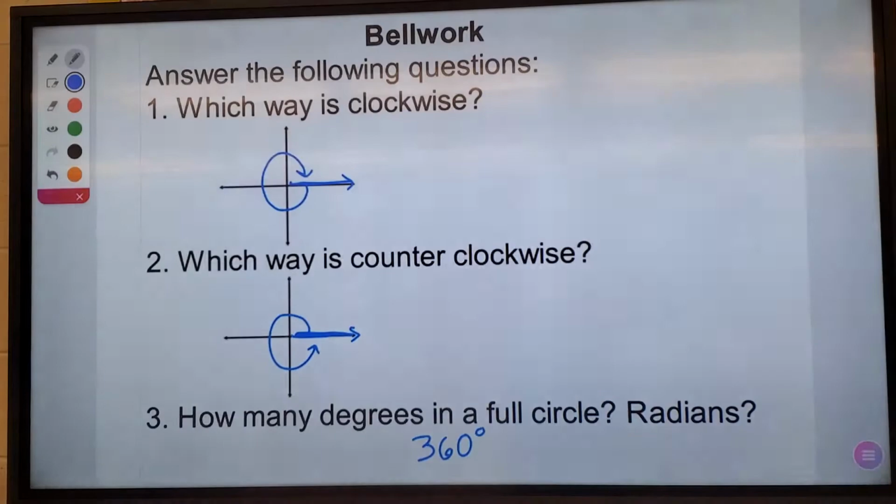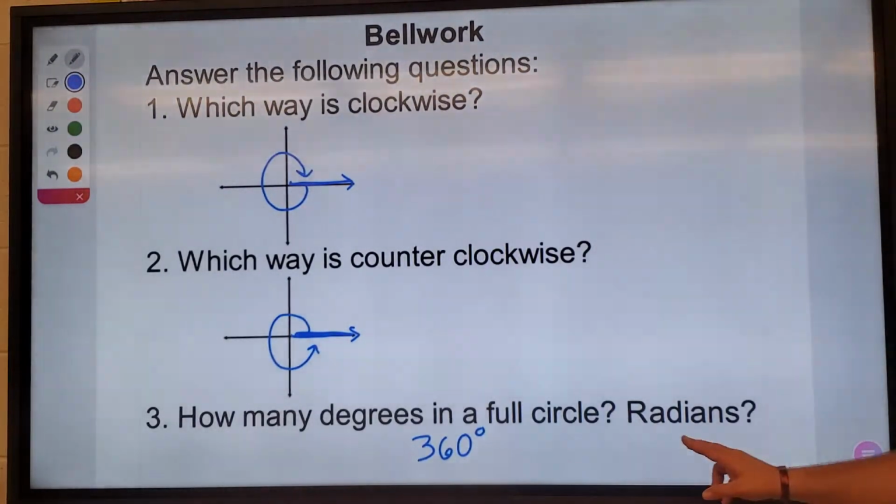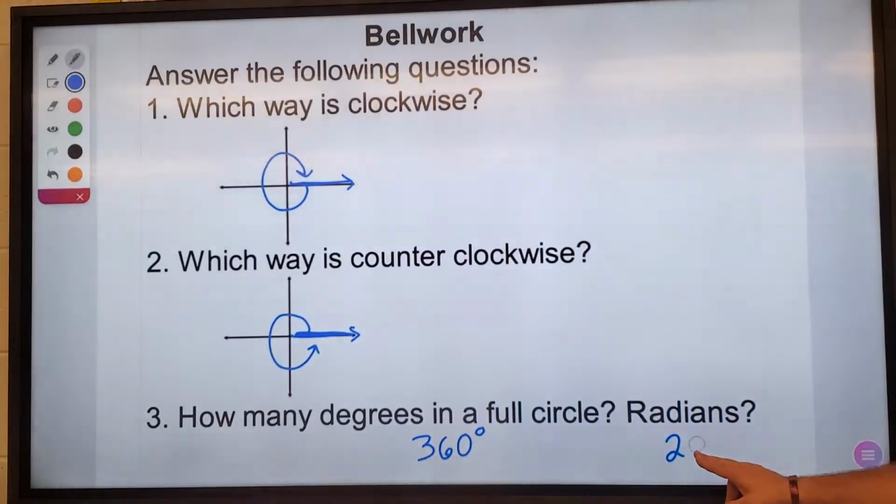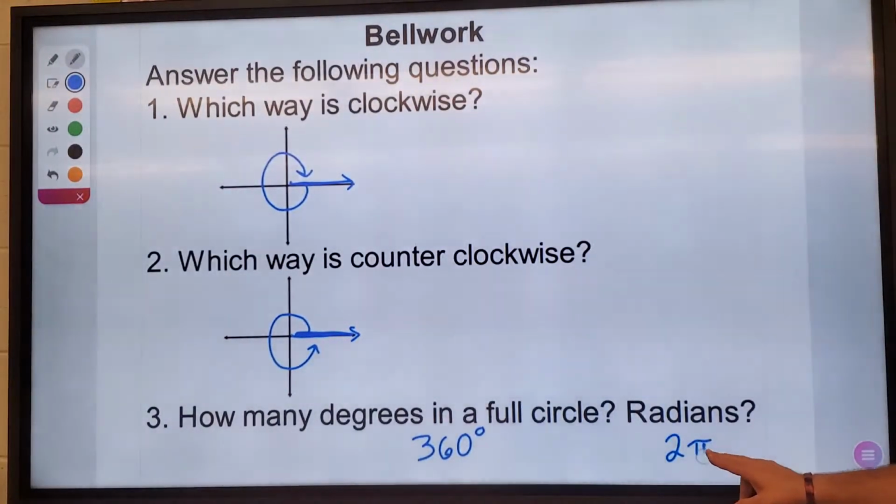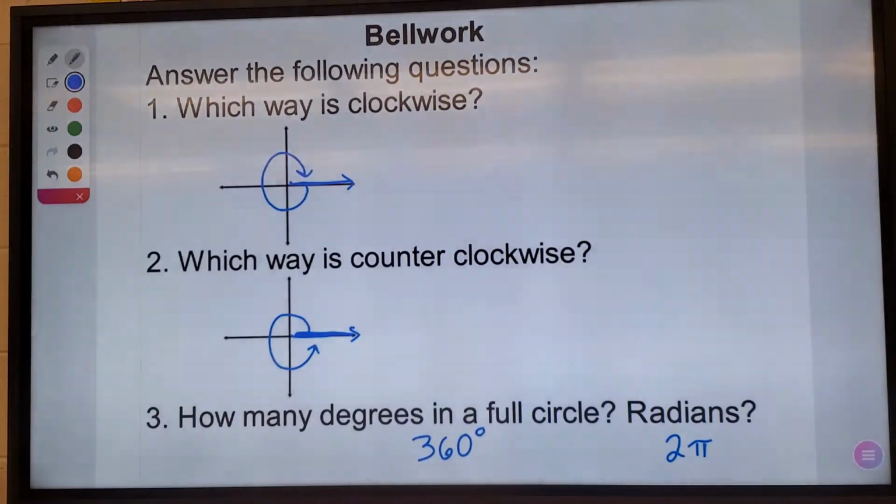And radians is a different measurement. It's the same kind of idea. It's just a measurement of a circle. It's used a lot in things like calculus. Okay, so it's actually 2 pi. It's just 2 pi. That is not 2 pi degrees because it's in radians, not degrees.